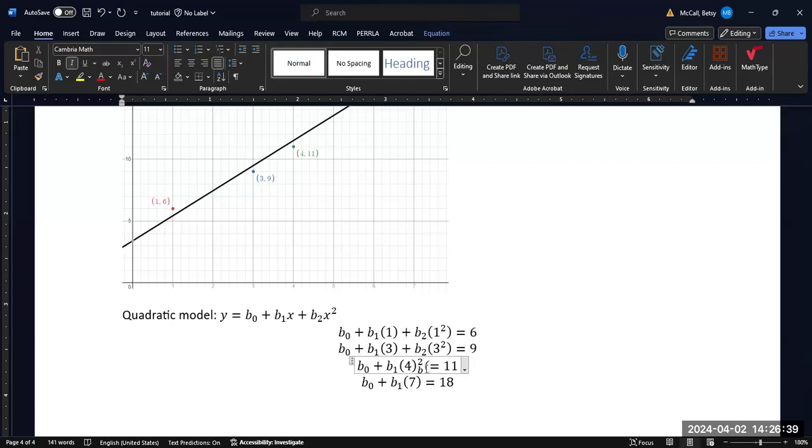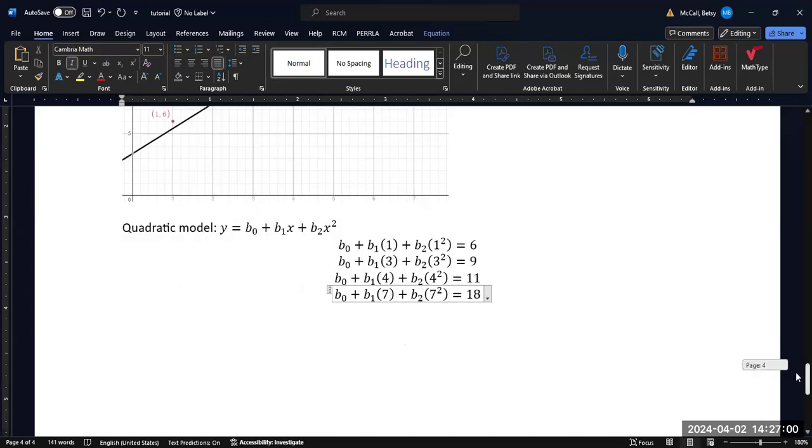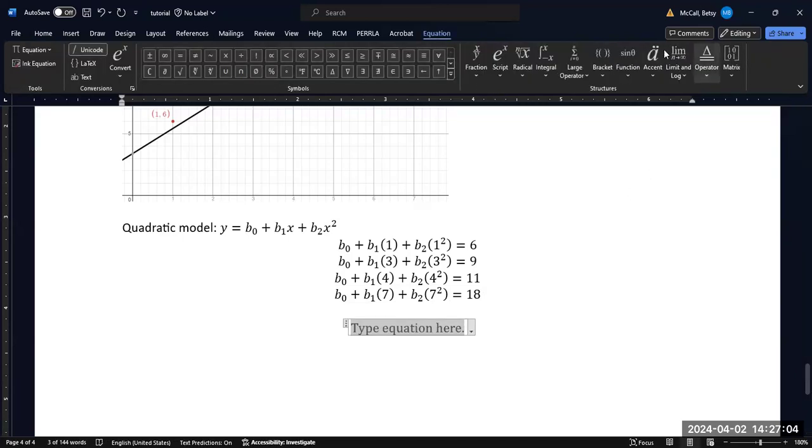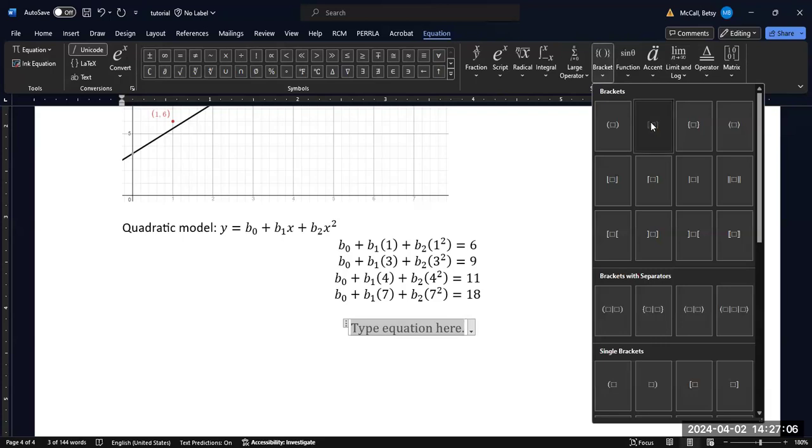So b2 times my x variable squared, and then b2 times my x variable squared. And so I would end up with a matrix with 3 columns.